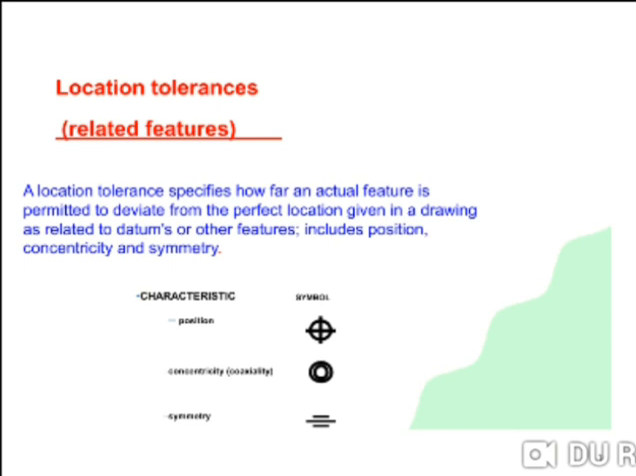Location tolerances, related features. A location tolerance specifies how far an actual feature is permitted to deviate from the perfect location given in a drawing as related to datums or other features. It includes position, concentricity, and symmetry.